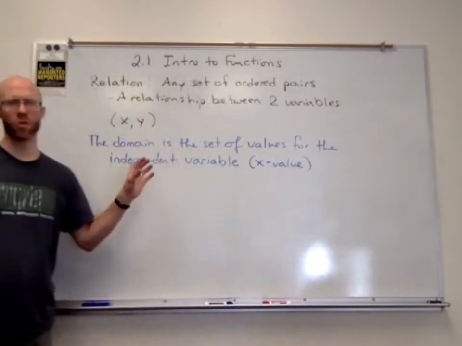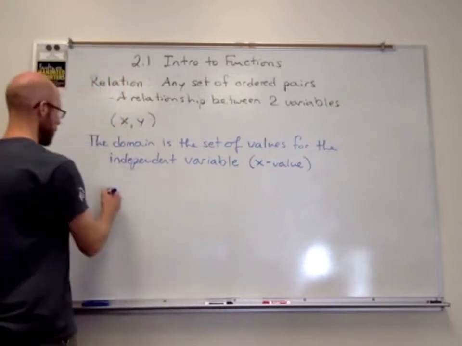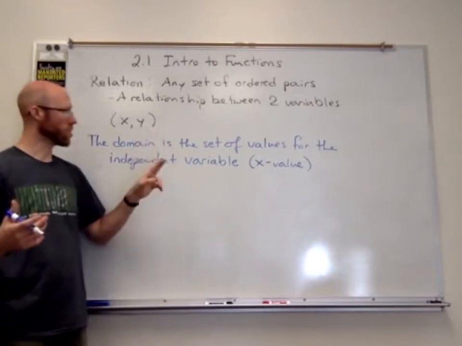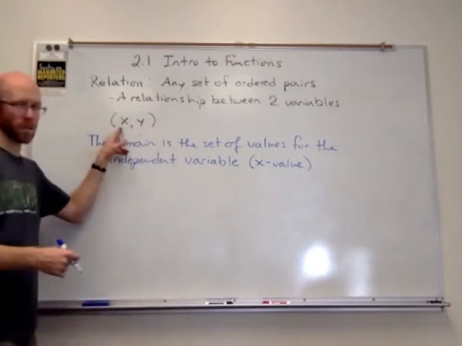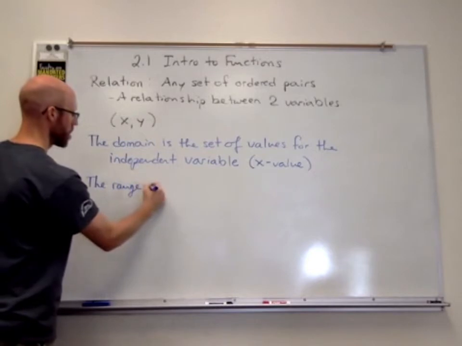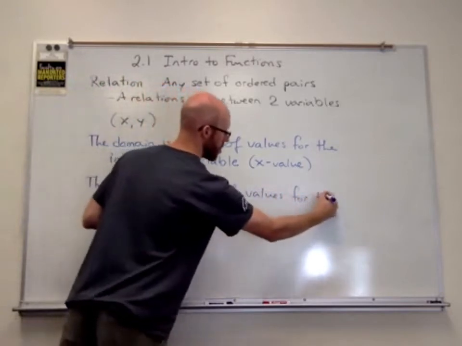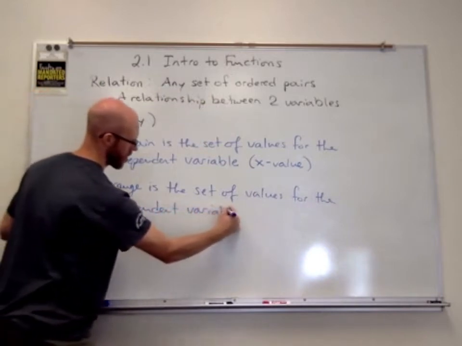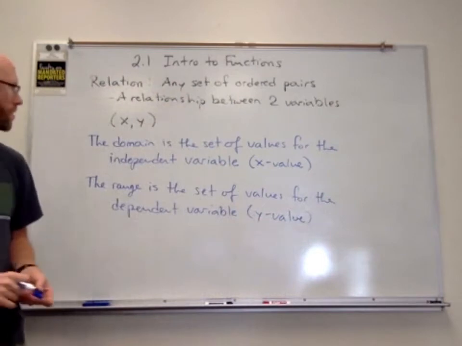It's independent because usually in equations or in functions, that's the one that you choose and plug into it. The y value is calculated based upon the x value, and so we call that the dependent variable because it depends upon what you choose for the x. Okay, so one's independent, the other one is dependent upon it. The range is the set of values for the dependent variable. Or the y value. Okay, the y values are the dependent variables.